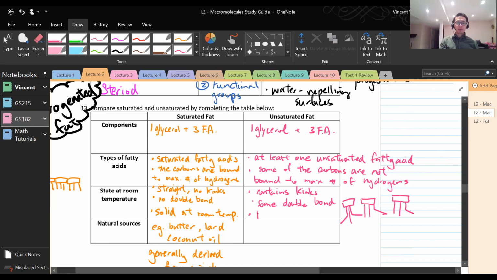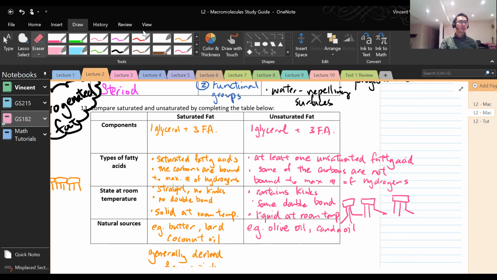These tend to be liquid at room temperature. Okay, so example would be like your cooking oil, right? Like olive oil, canola oil, vegetable oil, avocado oil, whatever you use.